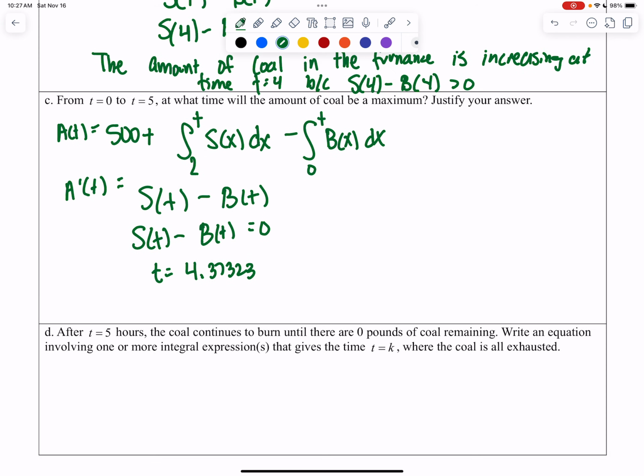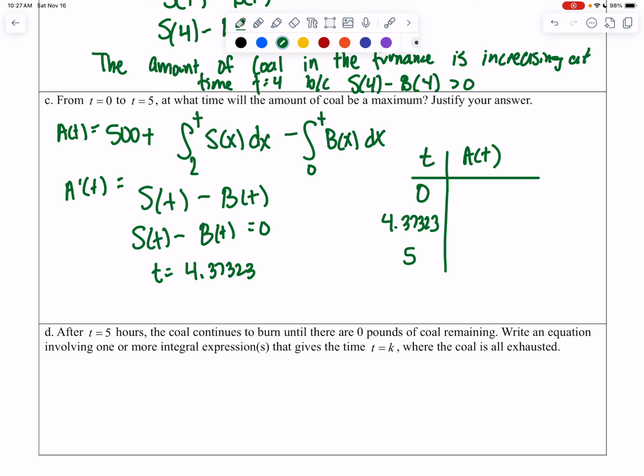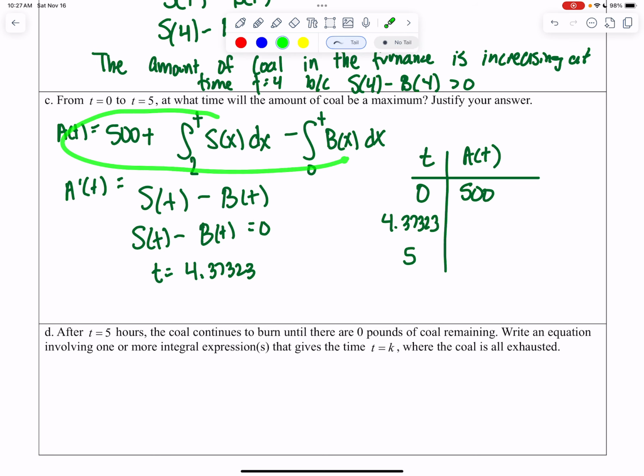Once you do that, you're going to make your little table. I want an absolute maximum, so I'm going to include my endpoints of 0, 4.37323, 5. Well, at 0, we're just starting at 0, so that's just going to be 500. And then I want to figure out what 4.37323 is and 5 based off of my integral right here.